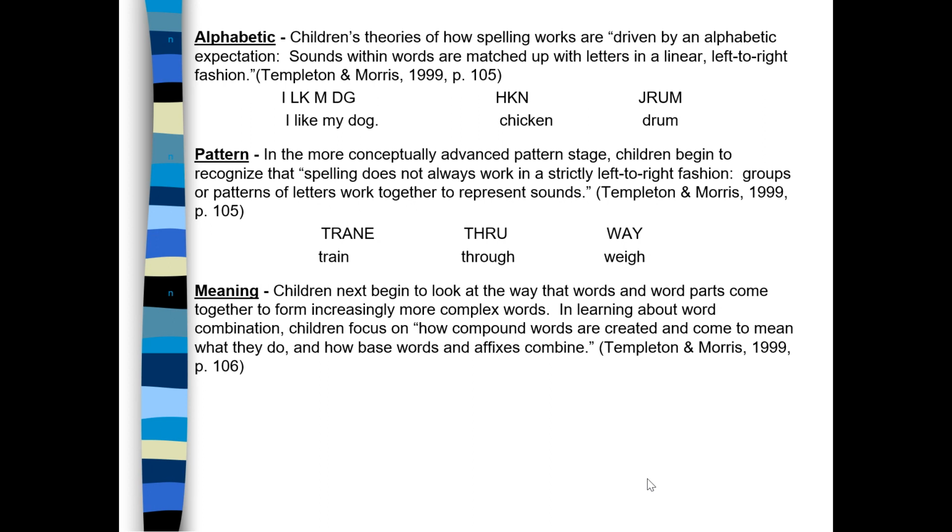And then upper grades are going to be using the development stage of meaning more. They're going to be learning this in the upper levels. Once they've got alphabetic and pattern down, they move into meaning. This is where children begin to look at the way words and word parts come together to make bigger, more complex words. They understand here that words are parts that come together in some cases with prefixes, suffixes, which are also called affixes, Latin and Greek root words and base words, like misspelling. Misspelling has a prefix and a suffix with the base word as spell.